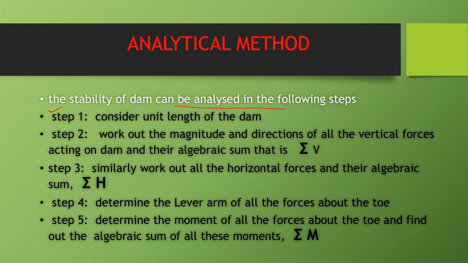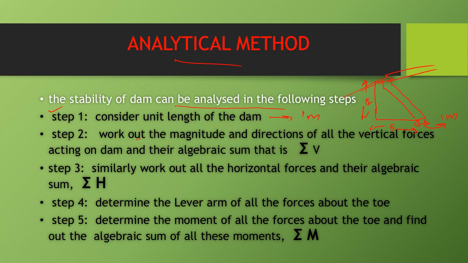Step 1, we are considering unit length of the dam here, that is 1 meter length. That is, if we have a cross section like this, this is a height and this is a width, and we are considering unit length. That means this is 1 meter. So we are considering unit length of the dam, and the dam extends to both the sides. So we will be considering 1 meter length of the dam for calculation in the analytical method.